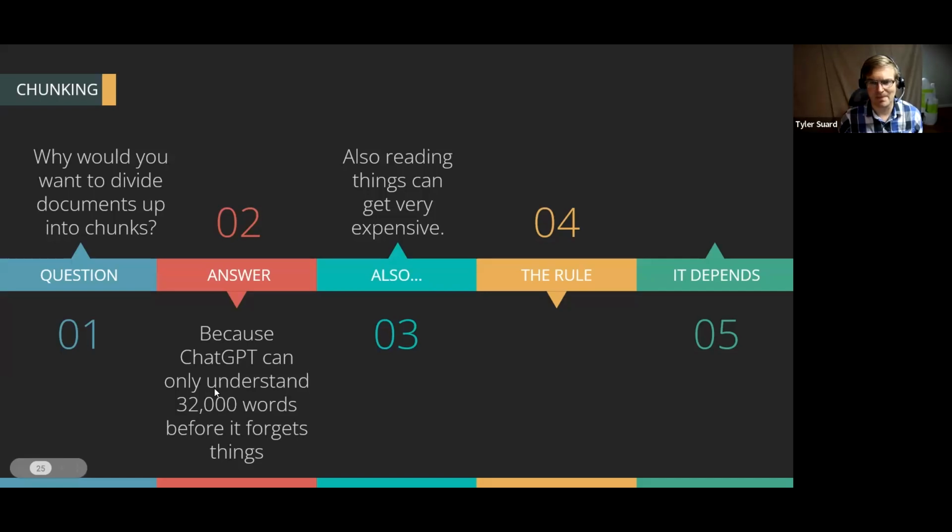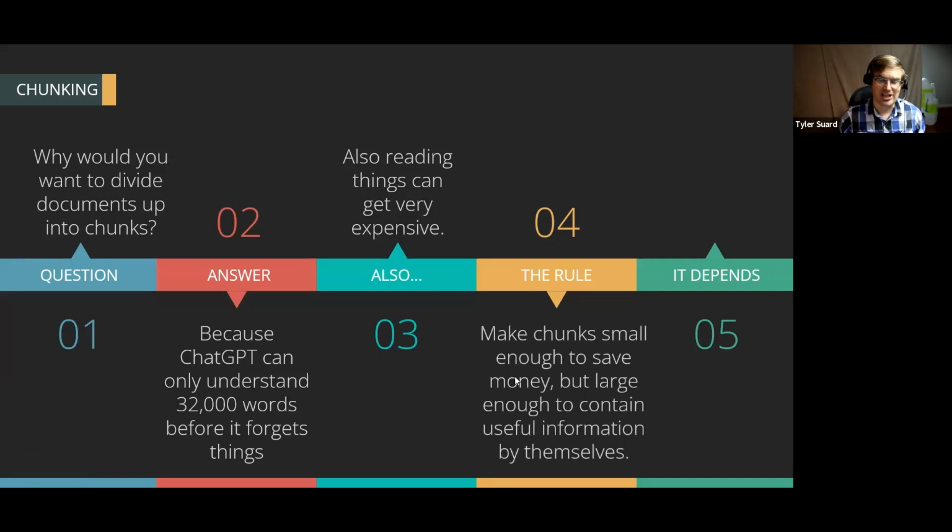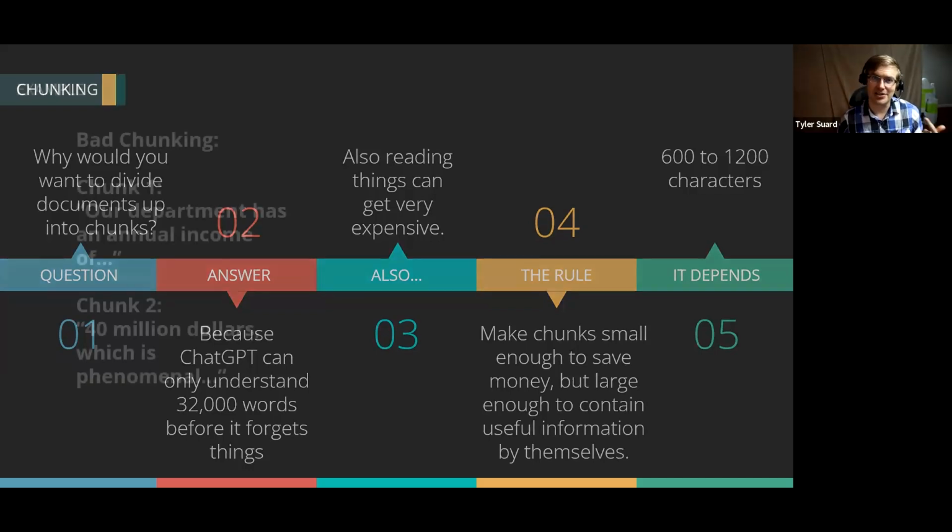different customers. So the rule of thumb is you've got to have a balance. You've got to make the chunks small enough that you're saving money, but big enough to contain useful information. It depends on your situation, but 600 to 1200 characters is a pretty good rule of thumb, because they're long enough to contain good information, but short enough that ChatGPT can understand the full text snippet. But like I said, it really depends on the situation.